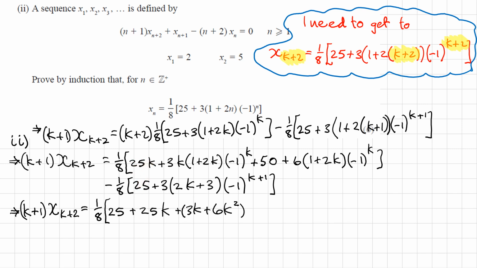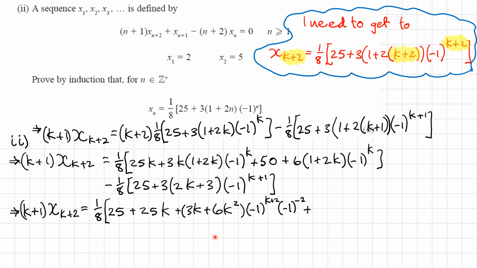Now I'm going to work my way across these other terms. Now I've just expanded the brackets here, so 3k plus 6k squared. But because I want this negative 1 to the power k plus 2, I'm going to write negative 1 to the power k plus 2. But to keep it balanced, I need to do negative 1 to the power negative 2. And that will become the same as negative 1 to the power k. So I'm going to continue on.